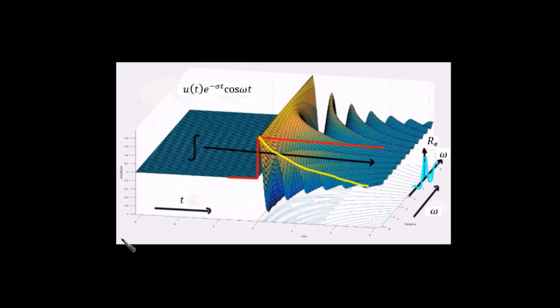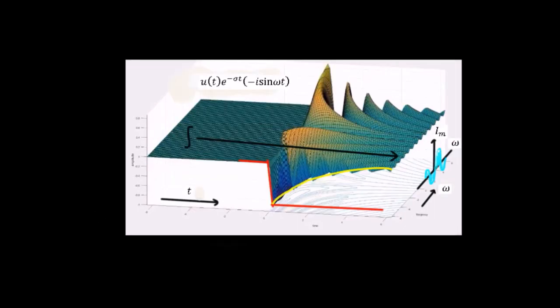Now we're going to do that same thing with the sine omega t surface. So now what we have here is our I sine omega t surface. This is omega and this is t. Again, this is going to be modulated by our u of t e to the minus sigma t, but we've got a negative sign in there, so I've made this modulation the negative, so in effect it's just the effect of flipping it on this axis here.